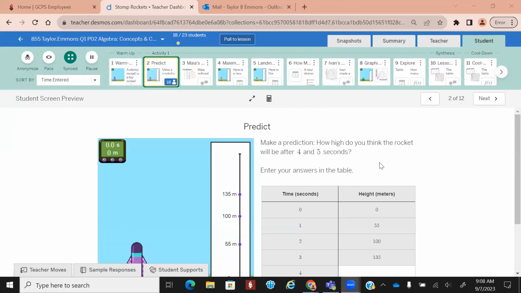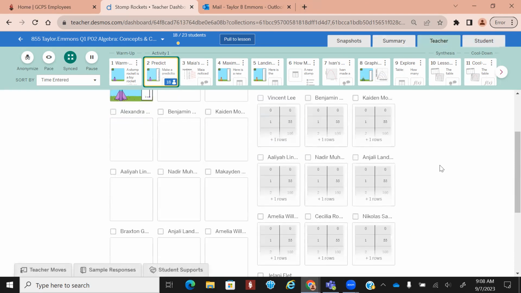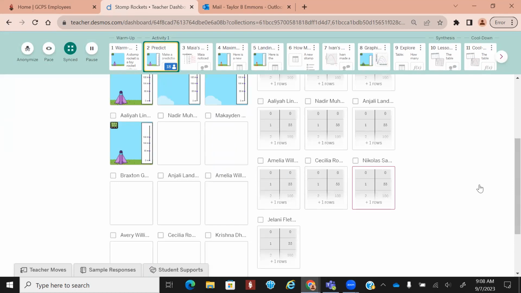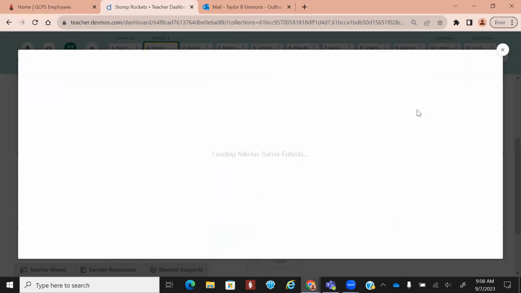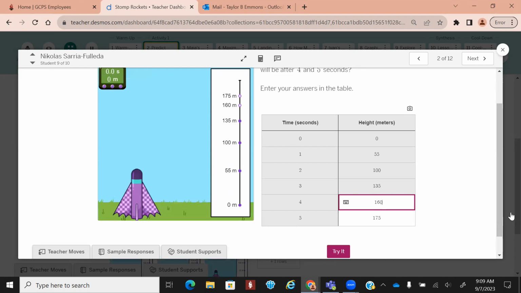So now we're going to make a prediction. How high do you think the rocket will be after 4 and 5 seconds? Enter your answers into the table. So what do you think it's going to be? Just type it into the table because I can see your responses. All I ask you to do is type it in. Okay. So somebody said 160 and then 175.